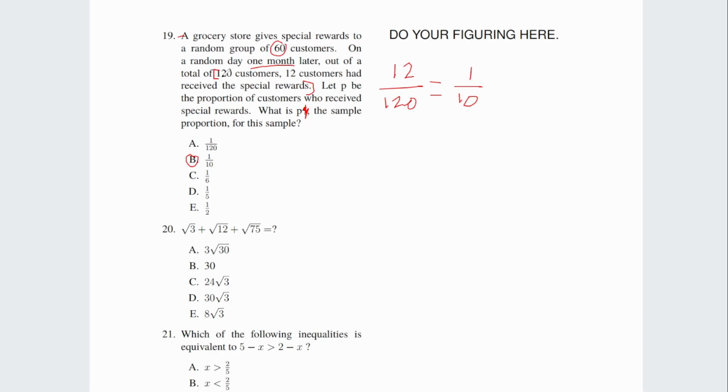But when we say let P be the proportion of customers who receive special rewards, the sample that we're talking about here is 12 out of 120. The question asks about this sample, 12 out of 120. So we know that it's answer choice B, 1/10, because it asks about this sample, again, 12 out of 120. So we don't know what to do with 60, and the question doesn't ask about it, so this is total junk. But if you get caught up in, I don't know what to do with 60 customers, this is going to take a really long time to figure out.